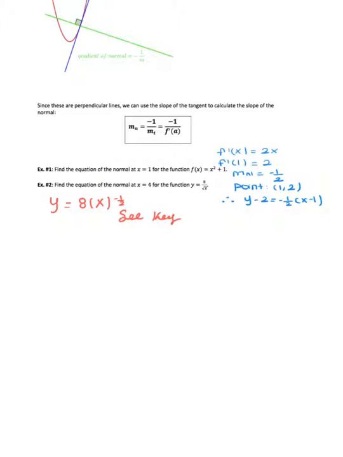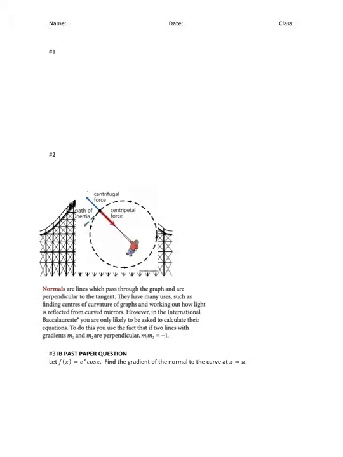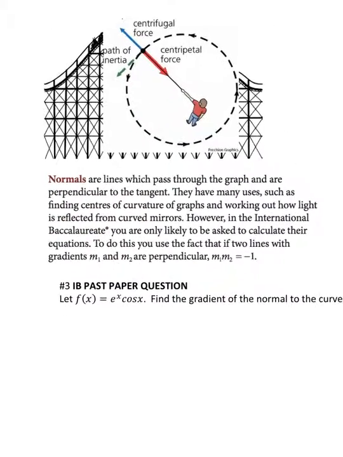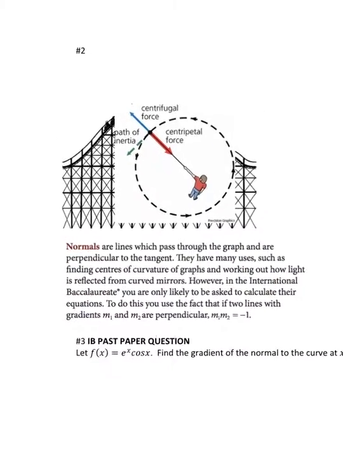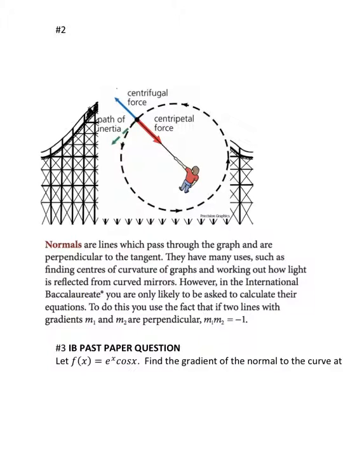Okay, the solutions to these, by the way, are going to be on the original key on the OneNote. They say normals are lines which pass through the graph and are perpendicular to the tangent. Okay, we got that. They have many uses, such as finding centers of curvature of graphs and working out how light is reflected from curved mirrors. However, in the IB, you are only likely to be asked to calculate their equations. To do this, use the fact that if two lines with gradients m sub 1 and m sub 2 are perpendicular, then their product is -1 because they're opposite reciprocals.